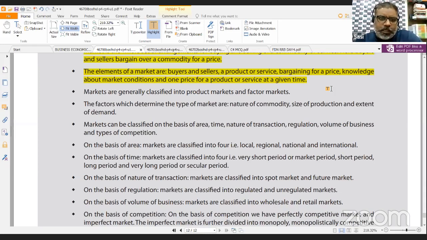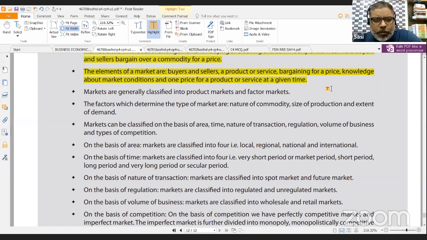If it is a perfect market, then both buyers and sellers will be equally knowledgeable, though it is not practically possible. But still, buyers and sellers knowing about the product and the market conditions is one of the assumptions of a good market. And most importantly, one price for a product or service at a given point of time. These are the elements of a market. Once again, more theoretically, these can be considered as elements of the market.